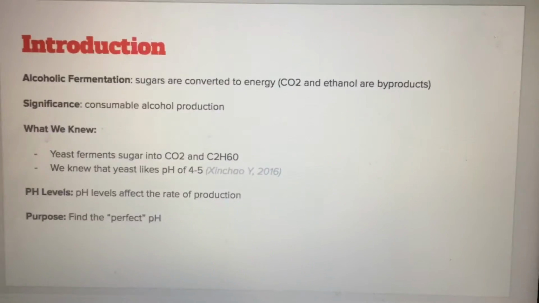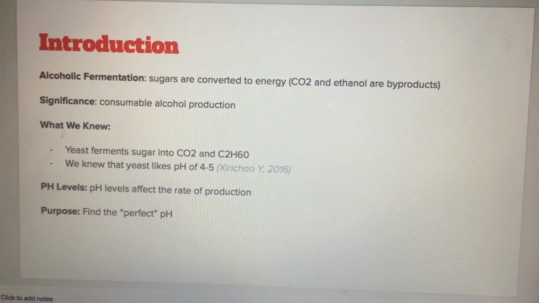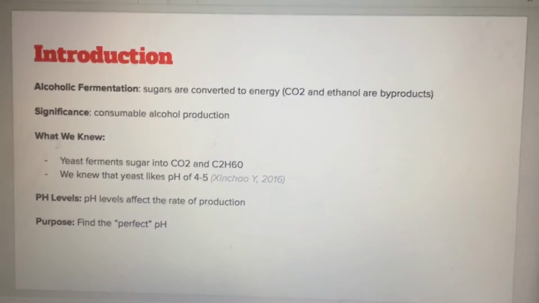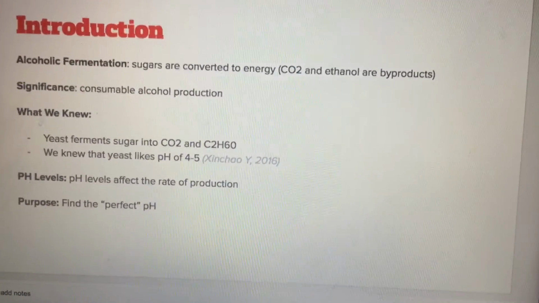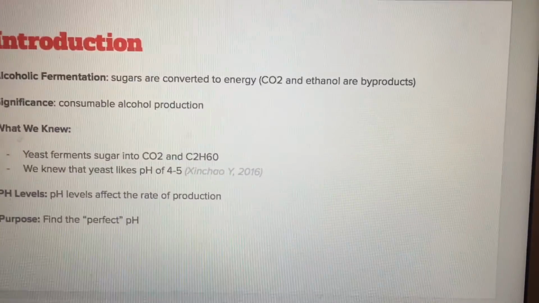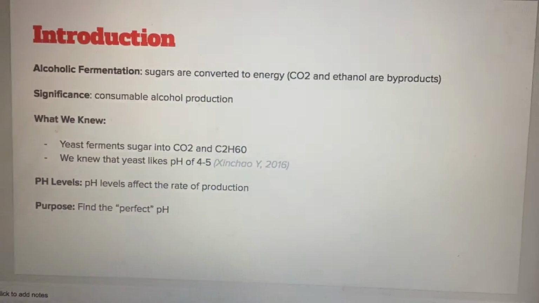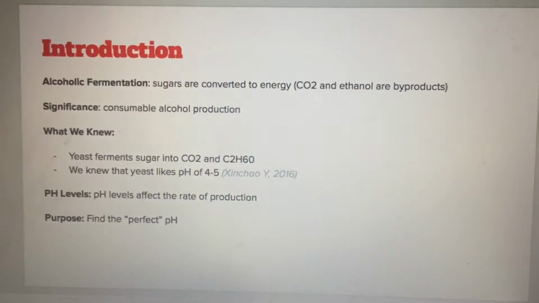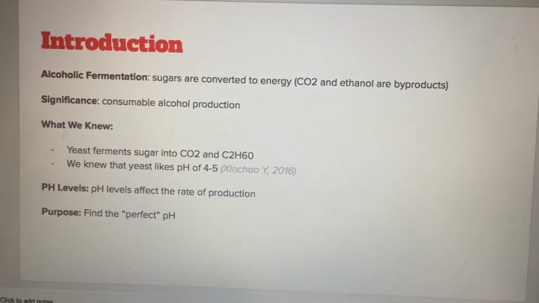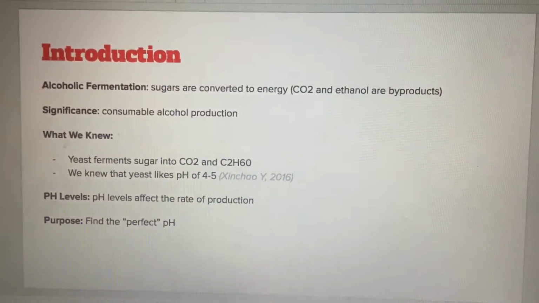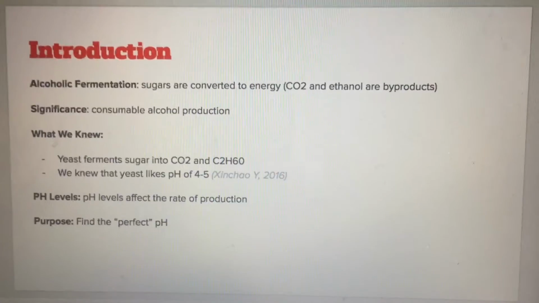What we knew coming into this experiment is that yeast ferments sugar into CO2 and C2H6O, which are CO2 and ethanol. And we also knew that yeast kind of likes a pH in between 4 and 5. We found that out from some of our peer-reviewed articles and research that we did before our experiment. pH levels affect the rate of production. That is something that we assumed going into it. And that helped shape our experimental design when it comes to our predictions, research questions and hypotheses.